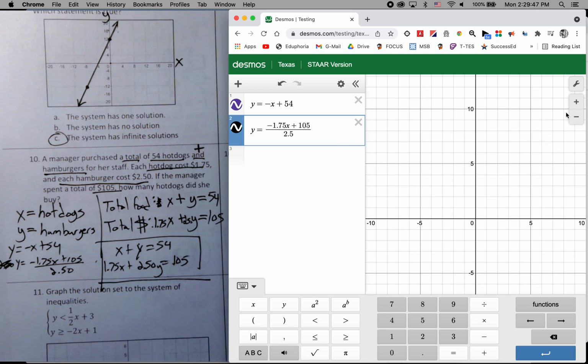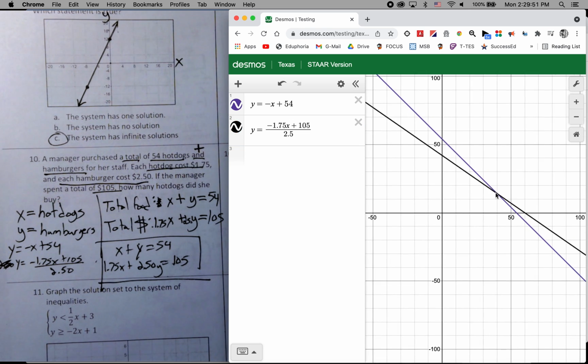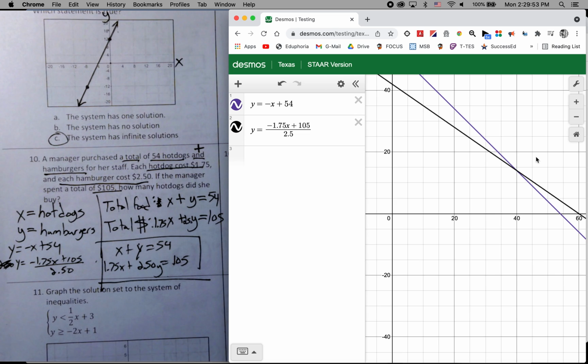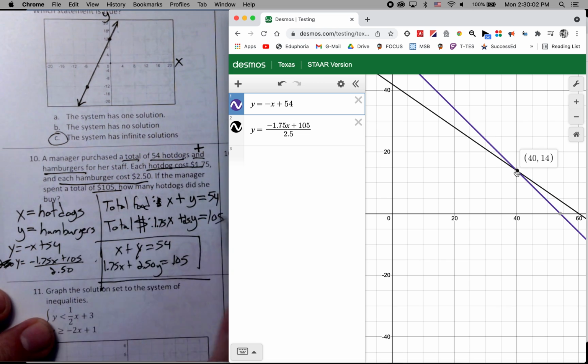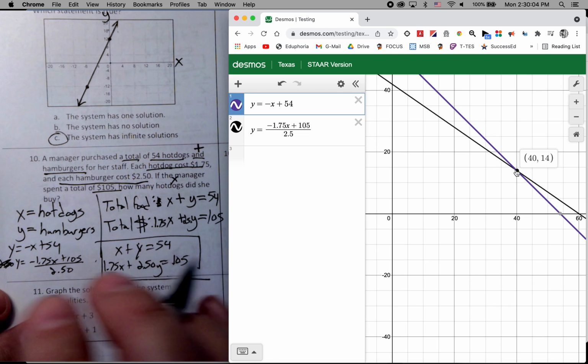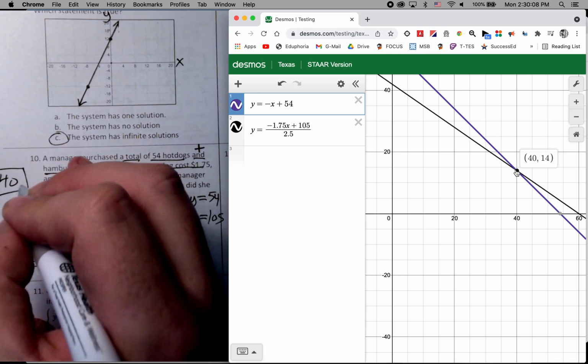Notice I don't see anything because I got to zoom out. And then once I zoomed out, I can zoom back in a little bit. And then there we go. 40, 14. Now, it's asking for hot dogs. Hot dogs, I've already labeled it, are my x value. So the x value would be 40. There. That's the answer.